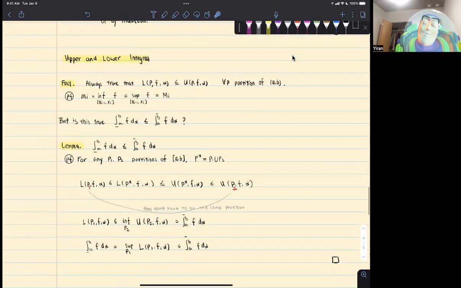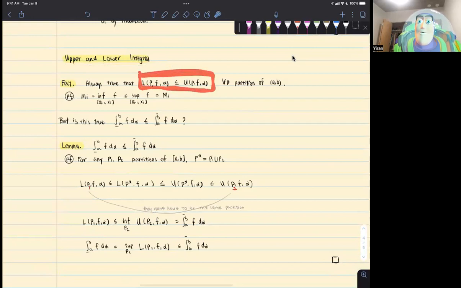Okay. And let's now study a little bit more of the upper and lower integral. There's a fact that this inequality holds no matter what partition you're using. So the goal, in order to prove this, well, let's see how to prove this.